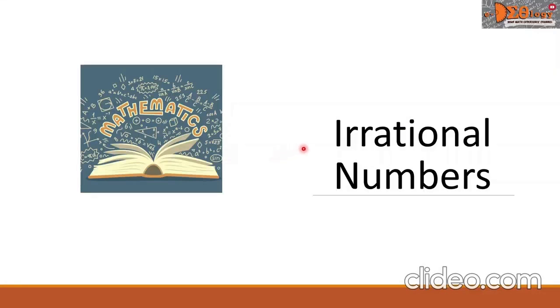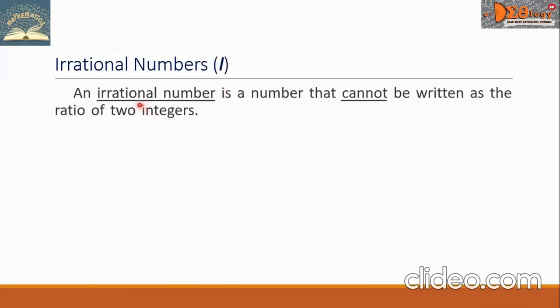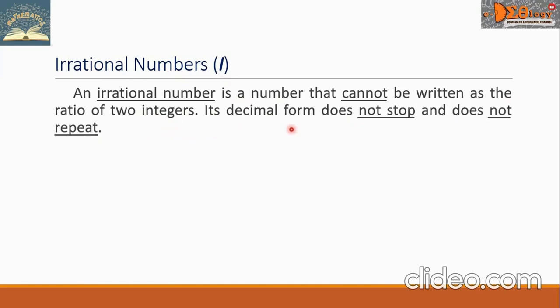Today we're going to study irrational numbers. This is denoted by capital I. An irrational number is a number that cannot be written as the ratio of two integers. Its decimal form does not stop and does not repeat.